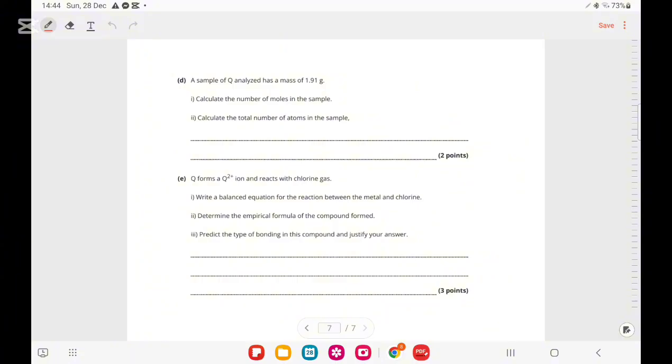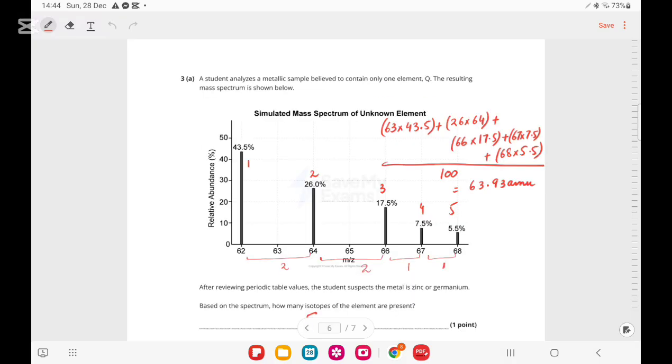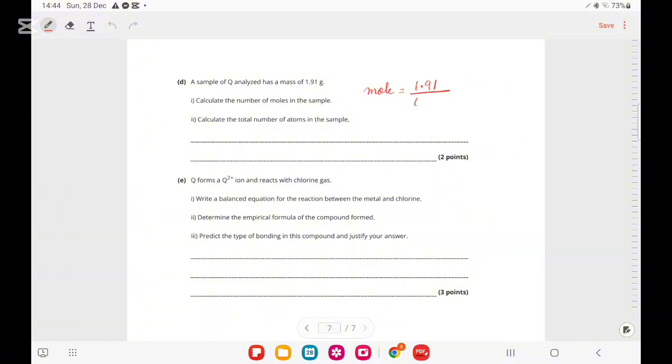So a sample of Q is analyzed and has a mass of 1.91. So we have to calculate its moles. The formula of mole is equal to mass, that is 1.91, divided by molar mass, which we have calculated as 63.93, and the answer comes out to be 0.0299.